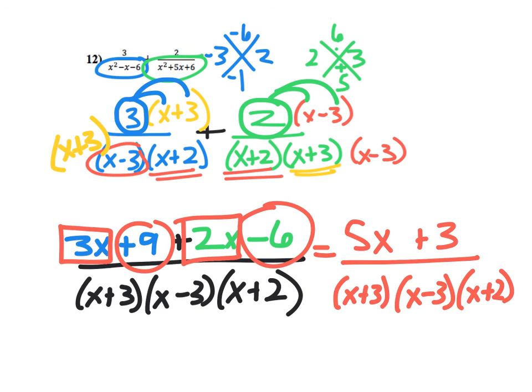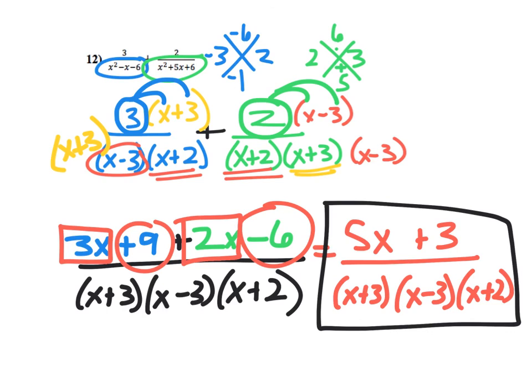The last thing you want to consider is, can you simplify the top? Is there something I can take out of 5x and 3? For this example, there isn't. So this is actually going to be my final answer. So we'd have 5x plus 3 divided by x plus 3, x minus 3, and x plus 2. If you could cancel things out, then go ahead and do that. But for this one, we're just done right there.